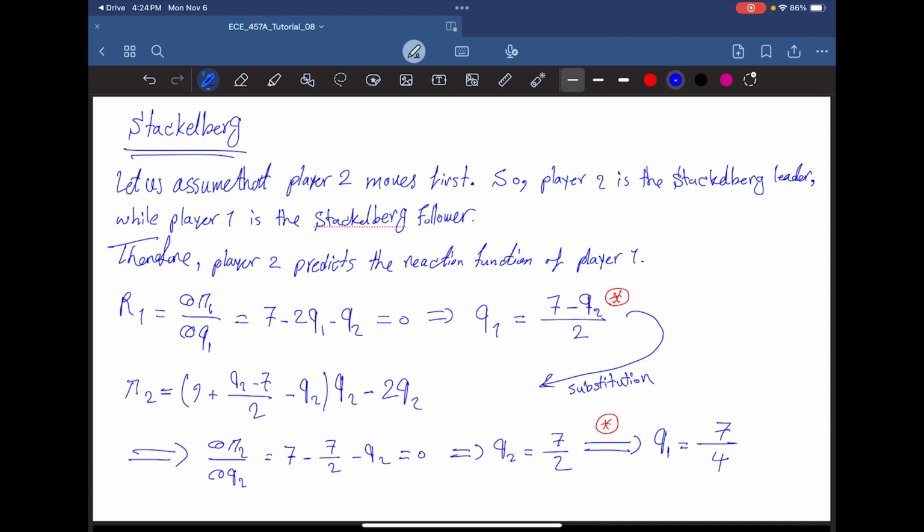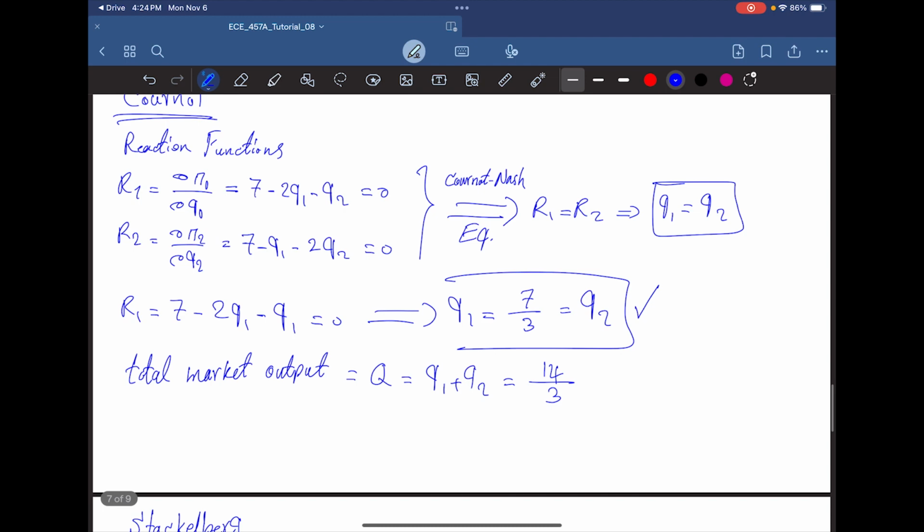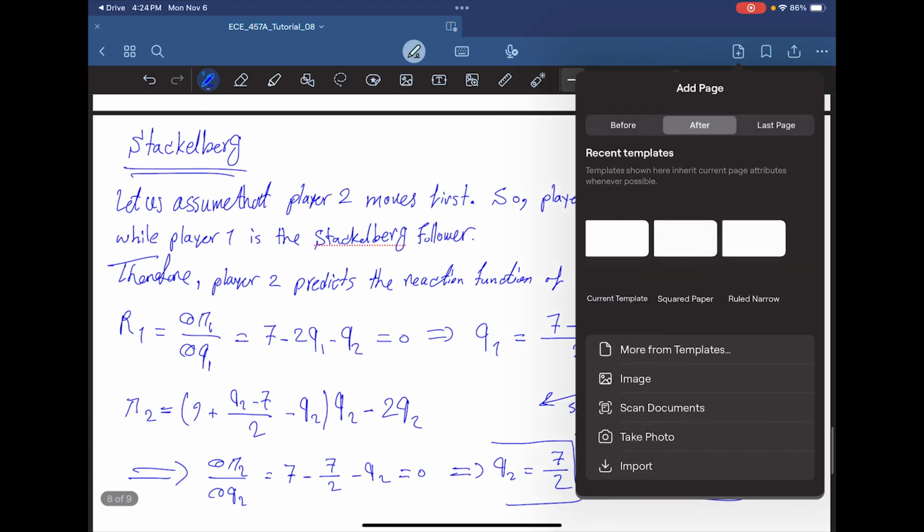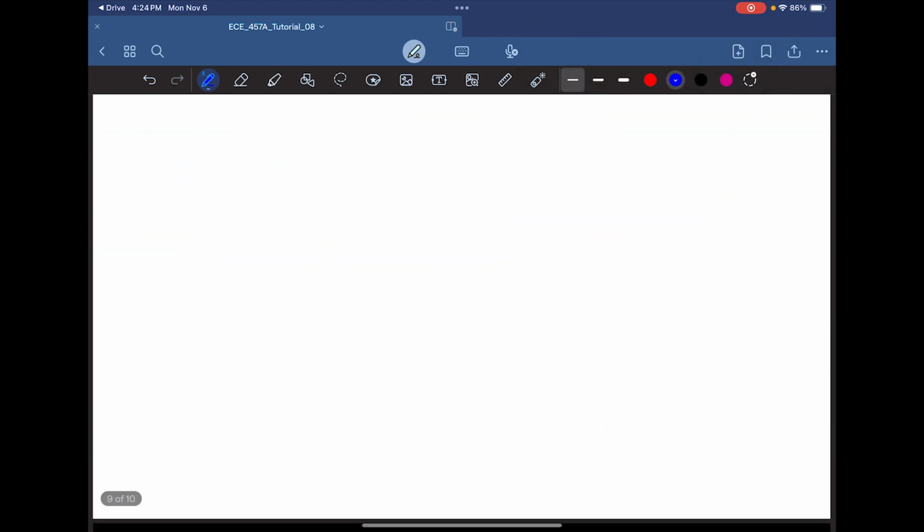So these are the values that we found with Stackelberg. Now let's compare them. That will be a good practice.